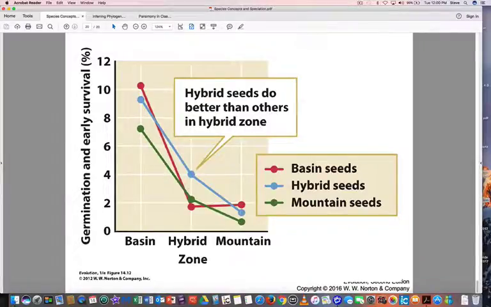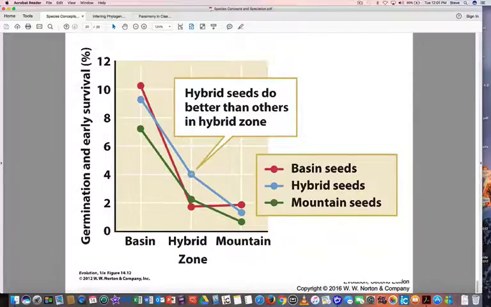But what we're really interested in is what happens in this hybrid zone where these two species are potentially mating with one another. And what this shows, and this is right, is that the hybrid individuals actually have the highest germination and early survival in the hybrid zone. Much higher than the parental species. So this says the hybrid seeds do better than others in the hybrid zone, and it's very possible, and it has been shown further, that this might be a new hybrid species being formed at these mid-elevations.